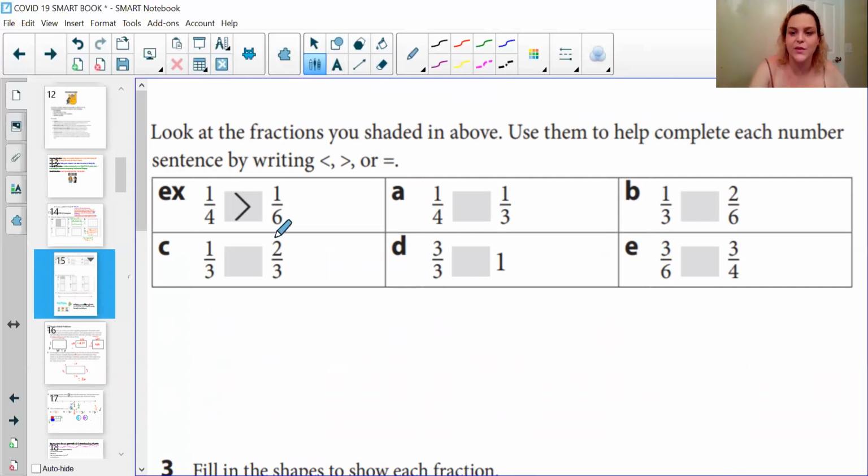Got it. Let's do letter B. Letter B is a little different because what do we see? We see that the numerators are different, and the denominators are different. And so when in doubt, we can do a bar model, right?